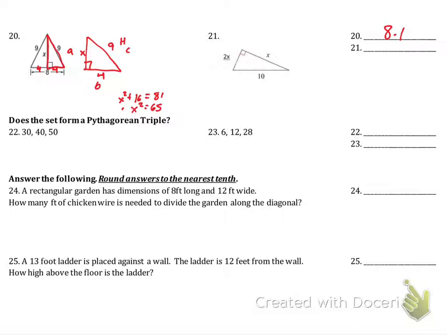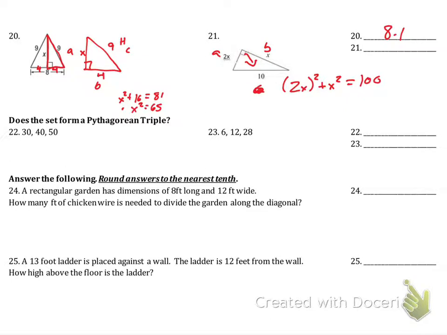All right, 21, a little bit trickier because we have a 2x and an x. So I'm just going to set it up just the same. I know, again, this is the opposite, so that means 10 is the hypotenuse. So this is going to be a C. We'll call this A, we'll call this B. So 2x squared, right, plus x squared is going to be equal to 100.